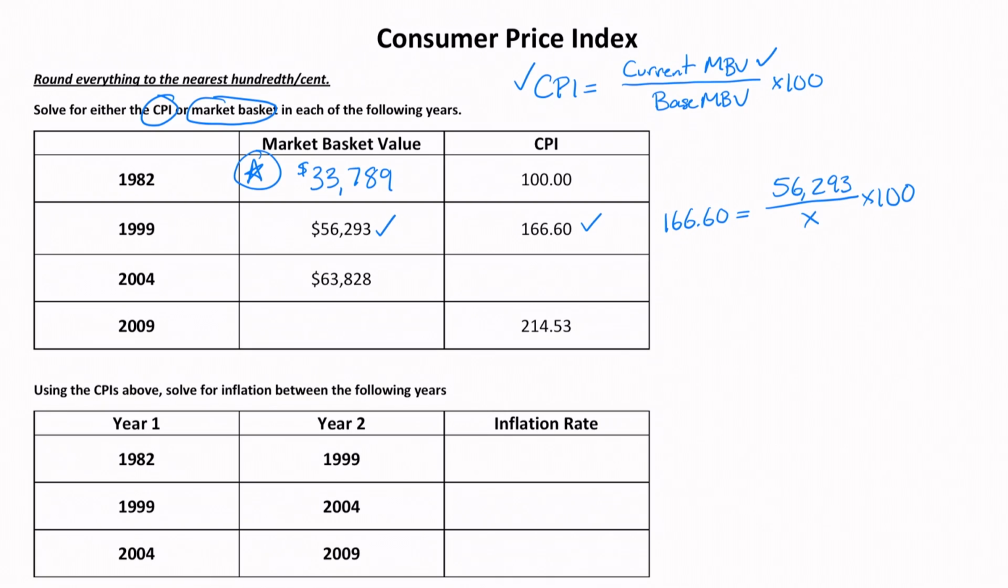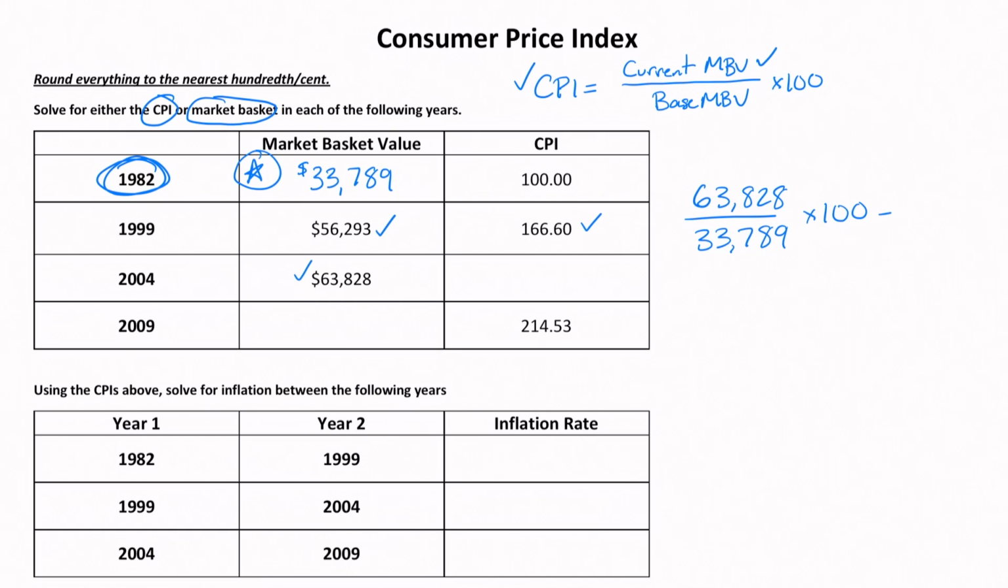So let's take a look at 2004. If we take a look at 2004, we know what our market basket value is in 2004, so we can say the current market basket value of 63,828 divided by the market basket value of 33,789, and we use that one because remember 1982 is always our base year, times 100 is going to give us our CPI. So again, we can just plug and chug, right? And so when we plug this into a calculator and multiply out by 100 and then round, we end up with 188.90. There's our index for 2004.